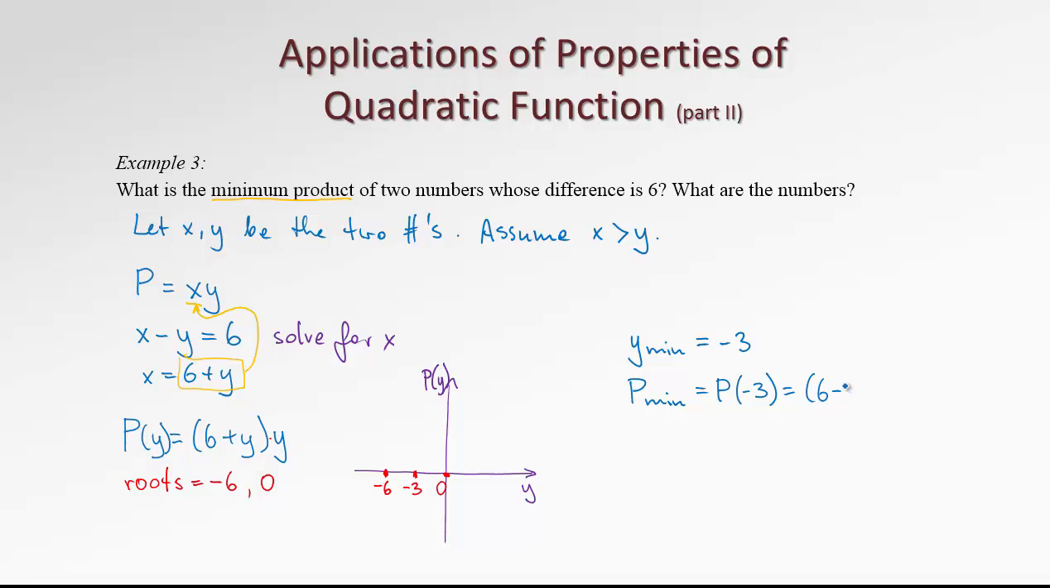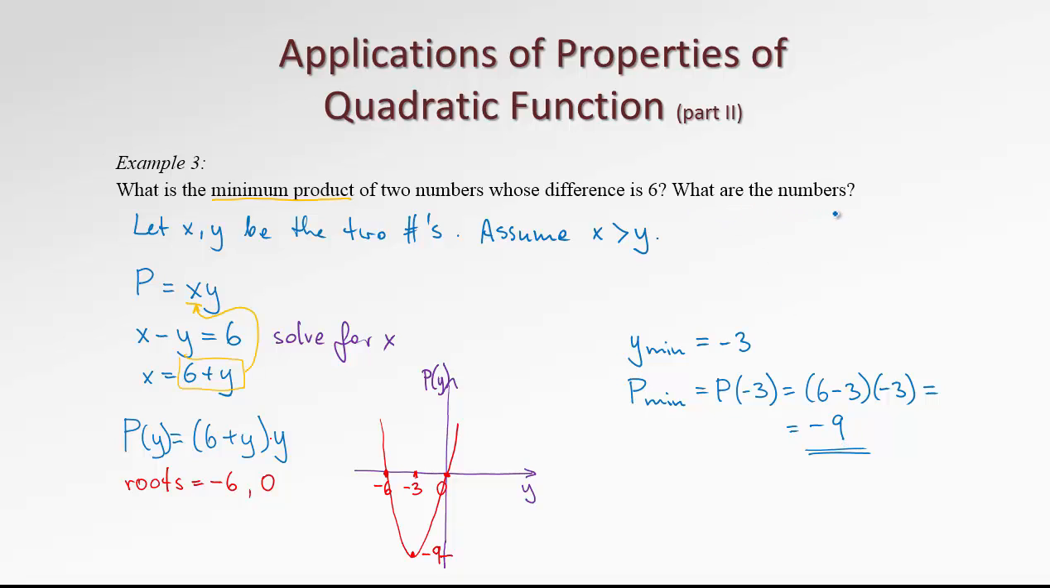It is 6 minus 3 times -3. This value is 3 times -3, it's -9. So we know that the vertex of our parabola in this system of coordinates is (-3, -9). Let's say -9 is somewhere here. So that will be our vertex, and the parabola goes somehow like this. Okay, so we are nearly ready to give the answer. We know the minimum product, it is -9.